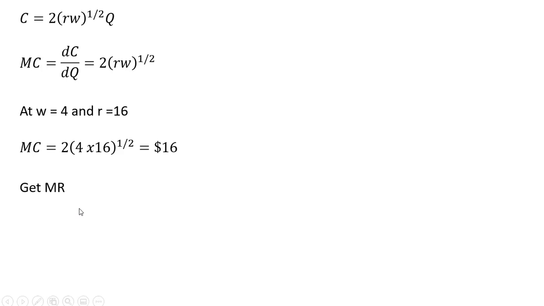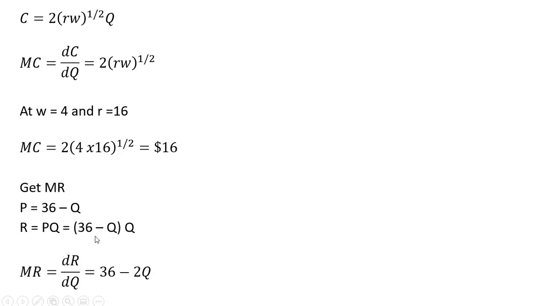So let's now do some profit maximization by setting marginal revenue equal to marginal cost. We first need to get marginal revenue. We have the price equation, inverse market demand for the firm. Forming the revenue equation, price times quantity, where price is 36 minus Q, and that's all times Q. Taking the derivative of that, we get marginal revenue. Now setting marginal revenue equal to the $16 that we found for marginal cost and solving for Q, Q equals 10.